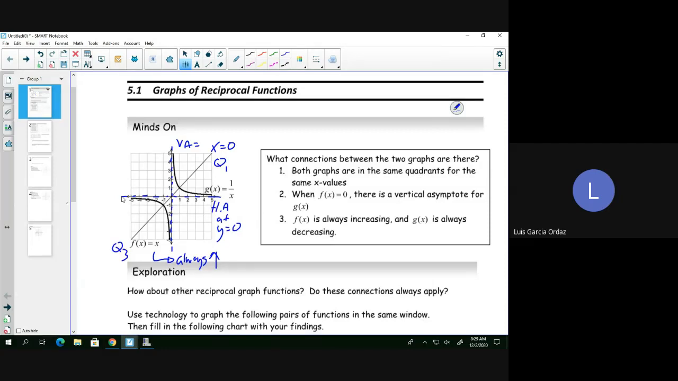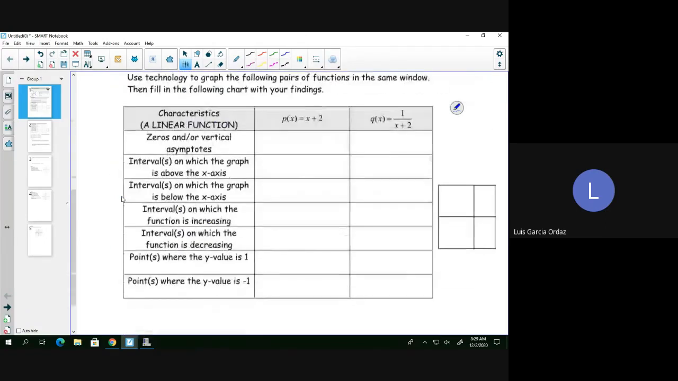Okay. So now we're going to take a look at other reciprocal functions and how we can apply what we know from 1 over x. So the first one we have is p of x is equal to x plus 2, and q of x is equal to 1 over x plus 2. I already put these on Desmos, so we're going to take a look at them. The first question is going to ask, where are the zeros and or vertical asymptotes?